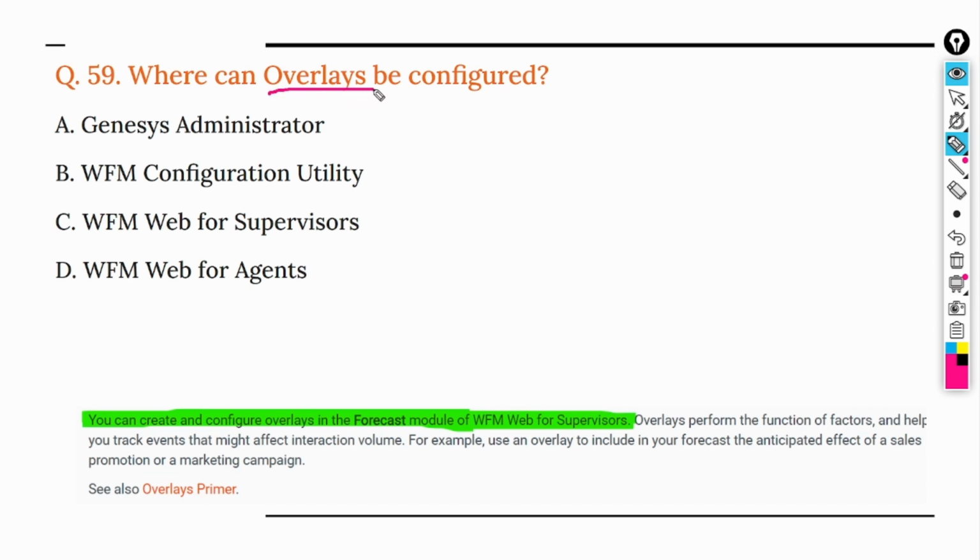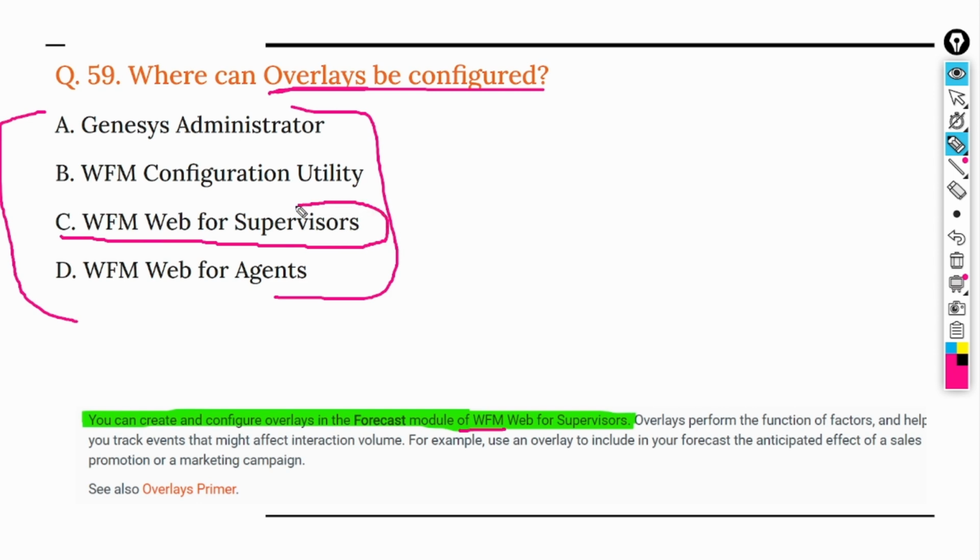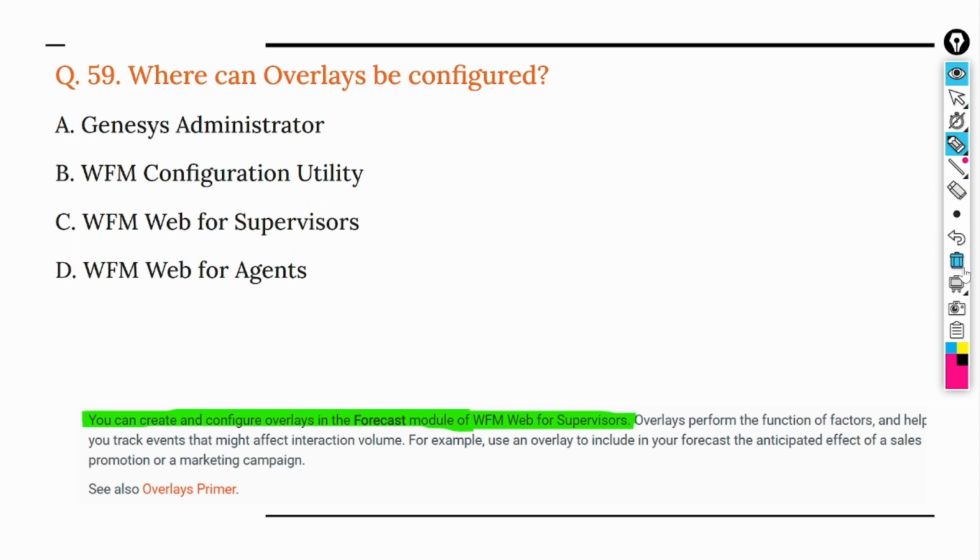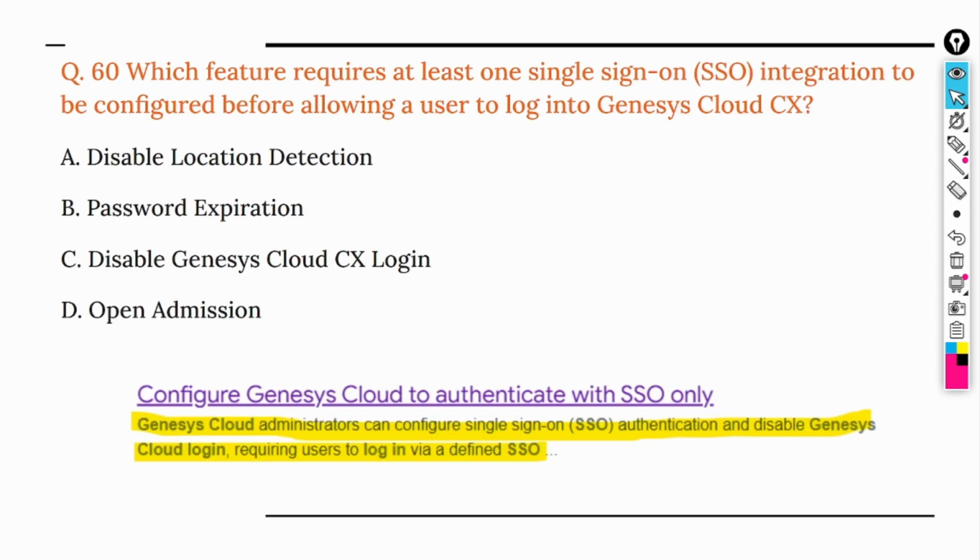So we have to configure the overlay, and the question is where we can configure it. So this is the portal or interface, and among the 4 we have to select one. So you can see this note, you can create and configure overlays in the forecast module of WFM web for supervisors. So this is the one. C. In one line we have the answer, so we will select the C option and eliminate the others. So only C is the correct one. So let's continue next.